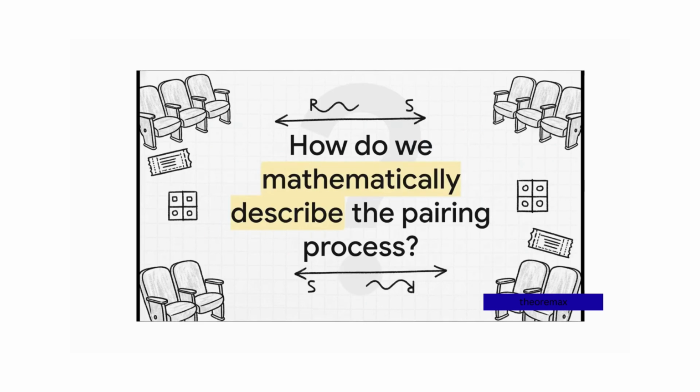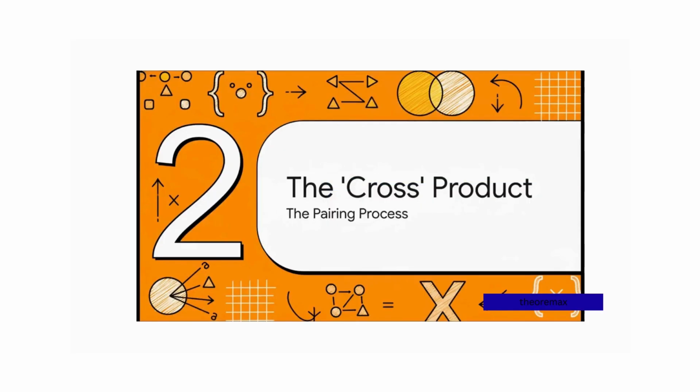Okay, so here's the big question. How do we mathematically describe the process of making every single possible seat assignment? What's the formal name for the action of pairing every single row with every single seat number to get A1, A2, A3, B1, and so on? I mean, there's got to be a name for that, right? And of course there is. This whole pairing process has a name. It's called the Cartesian product.